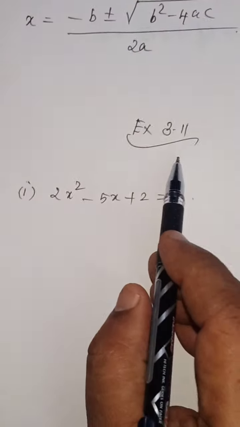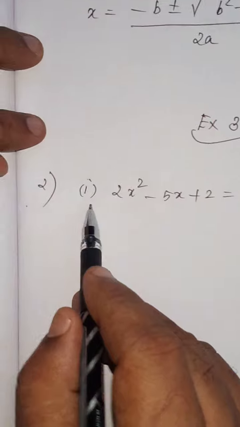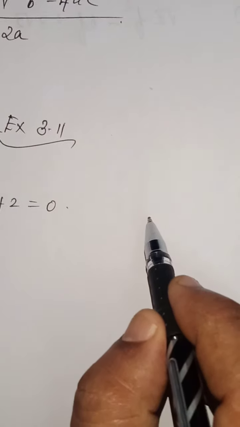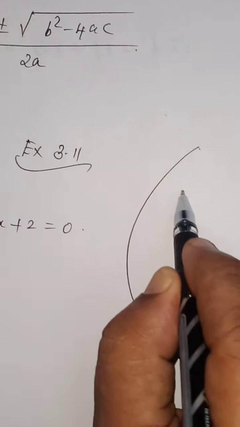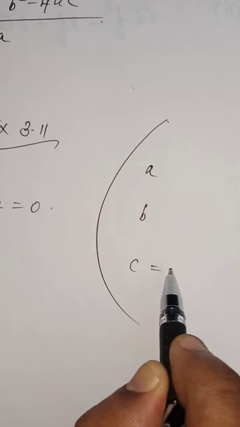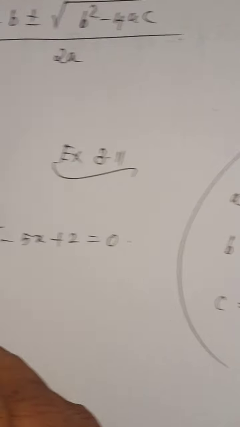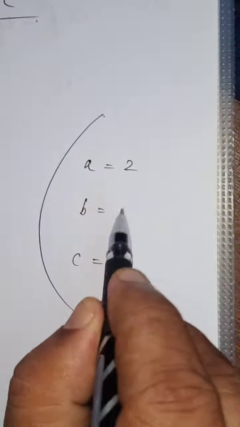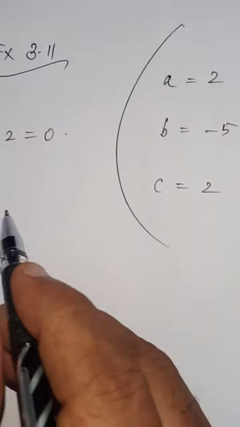Now exercise 3.11, problem number 2, first subdivision. Now write the values of a, b, c first. a is the coefficient of x squared, 2. b is equal to minus 5 and c equals 2. So 2, minus 5 and 2.